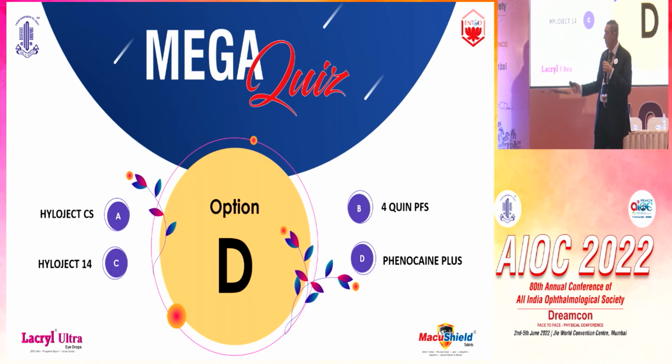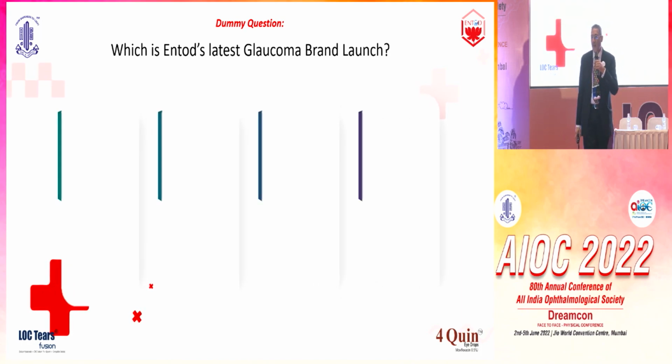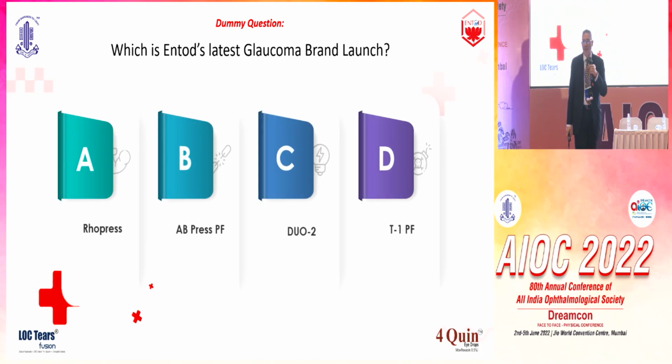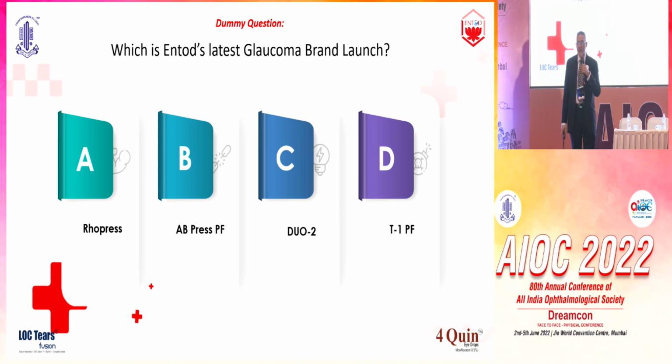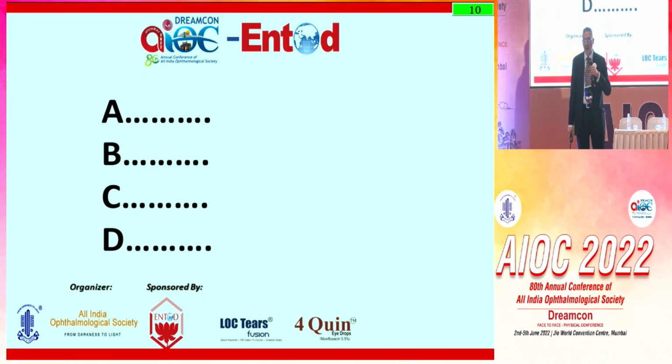And next question is, which is Entod's latest glaucoma brand launch? Row press, AB press, DO2 or T1PF? And your time starts with the green numbers. Okay.